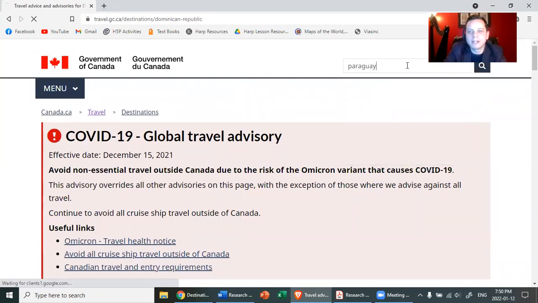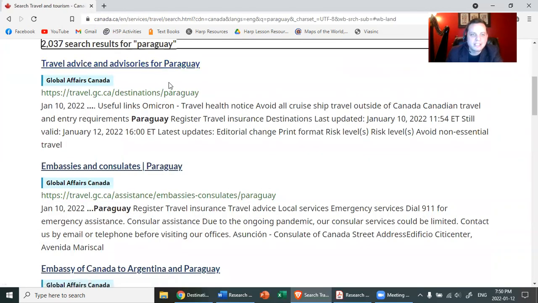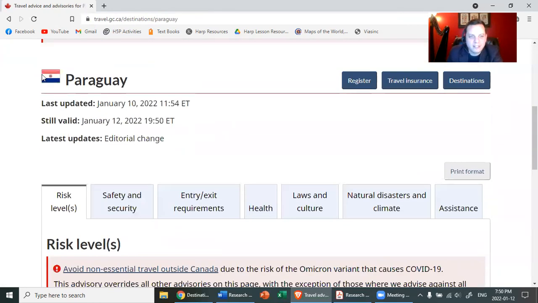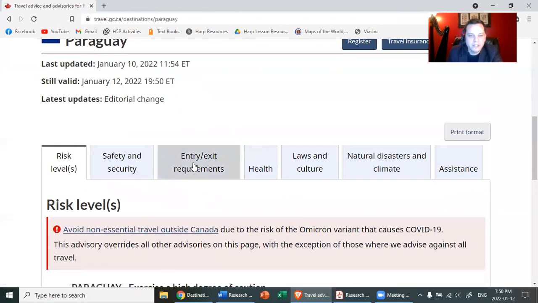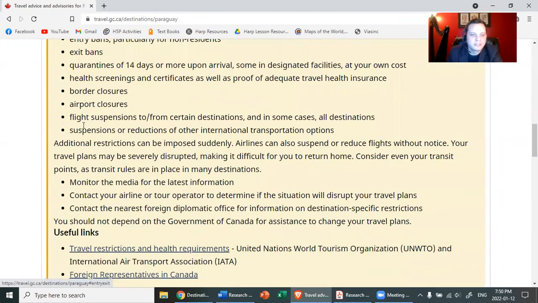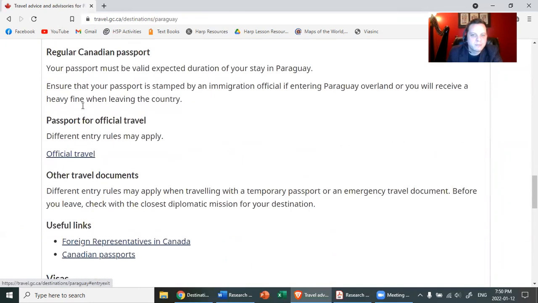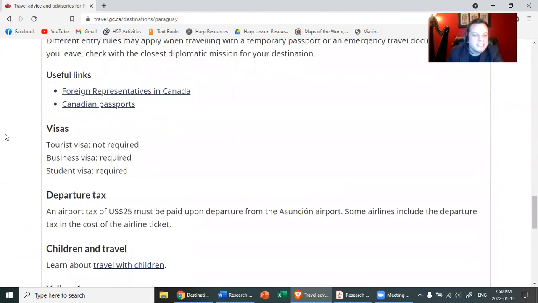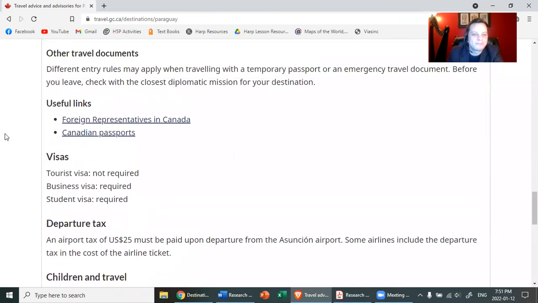Let's go to Paraguay, a country down in South America. Same idea, it will bring you to this section. You click travel advice and advisories, go past the COVID stuff. You've got the nice flag. Down here, you've got your tabs, entry and exit requirements. Let's go there. Down, down, down. Passports. Okay. Well, again, this one is expected duration of your stay. Visa, not required. Oh, there's a departure tax, though. We'll talk about that later on in the semester.